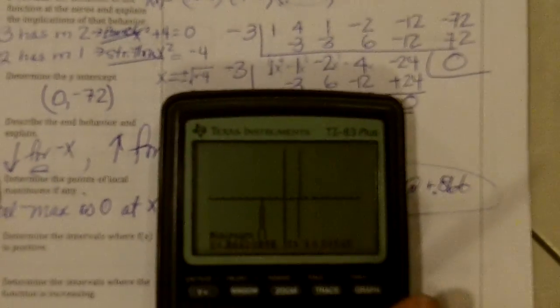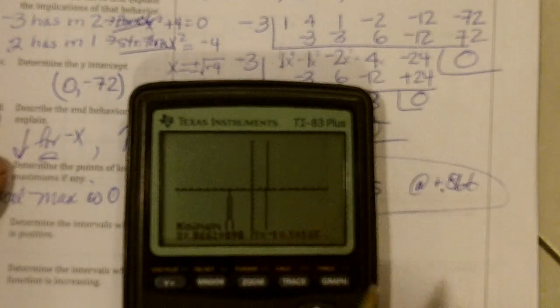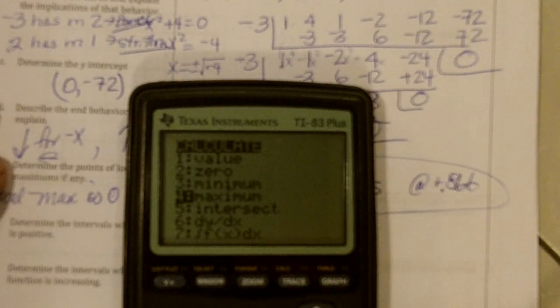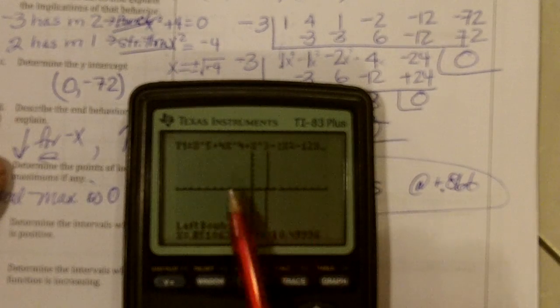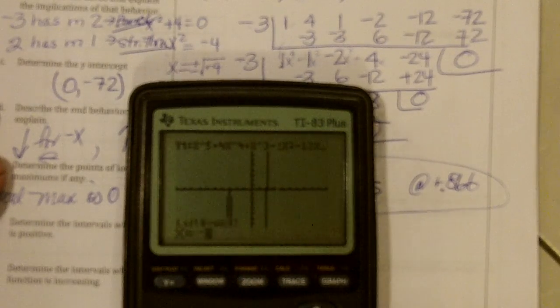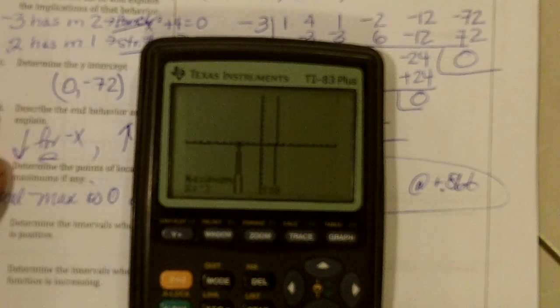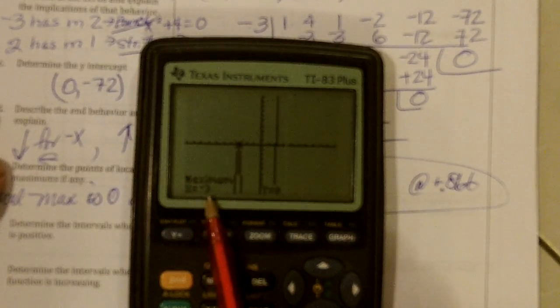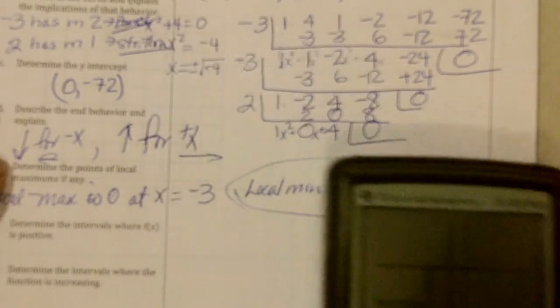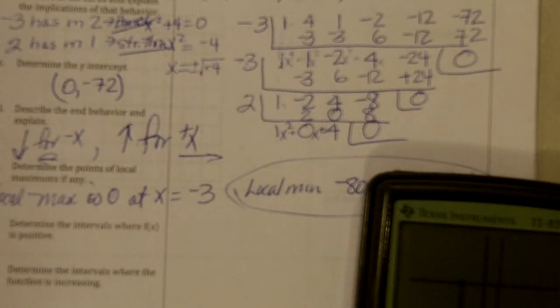You can also get that local maximum by doing the similar. Second, calculate the maximum and say it's between -4 and -2, and it's about -3, and it says right on, -3, it's 0. The maximum value is 0 at -3. Okay?